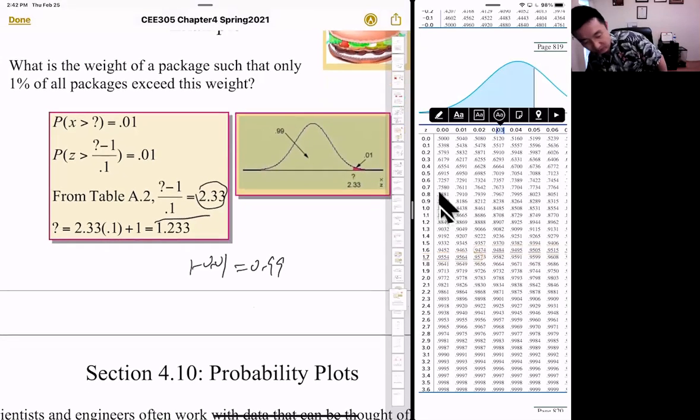Okay, so that's the end for normal distribution. In this chapter, we have some more distributions, but I decided not to discuss them in this class. So then we directly jump to sections 4.10 and 4.11.